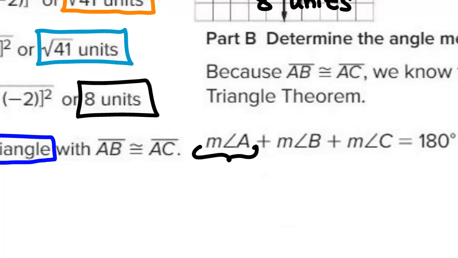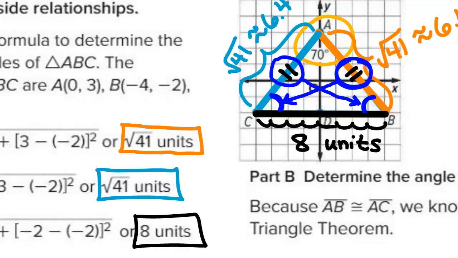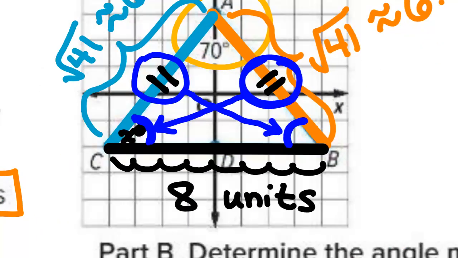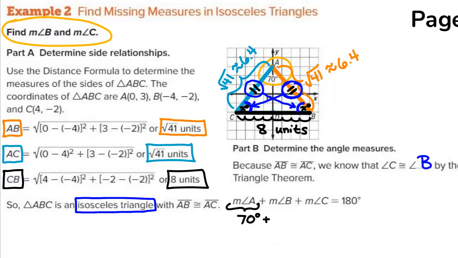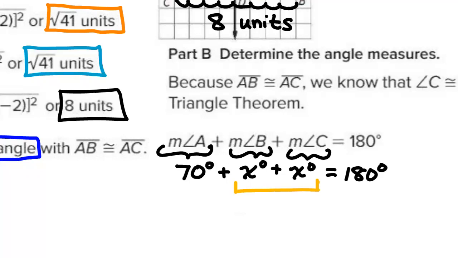Do we know how big angle A is? How big is it? 70 degrees. Do we know how big angles B and C are? No, but we do know that they are congruent to each other. So what could I use in their place? I can use x in their place. x degrees and x degrees, because they have to be the same as each other, equals 180. We're going to combine our x's together because those are our like terms. I'm going to go ahead and subtract 70 from both sides while I'm there.